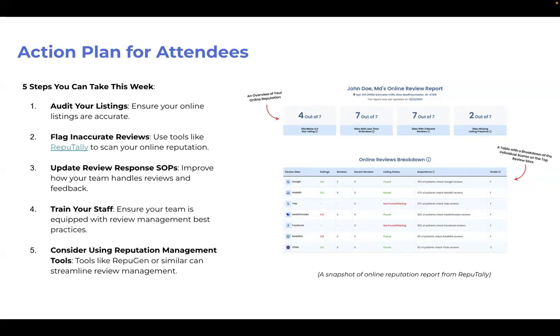And then for step number 3, you'll want to update review response SOPs, improve how your team handles reviews and patient feedback. This could involve creating clear guidelines on how to respond to both positive and negative reviews in a timely and professional manner. And then likewise, you'll want to train your staff to ensure that they are well equipped with these best practices for managing reviews and handling patient feedback. And then to basically streamline the process, you can consider using any online reputation management tools like Repugen or anything else to make it just a whole lot easier for your team to manage any inaccurate reviews and your online reputation in general.